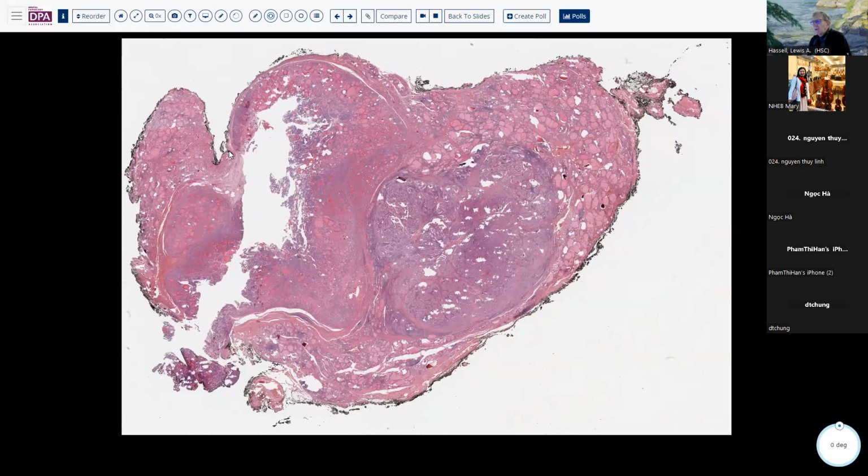Now, this is fragmented a little bit, but I think you can take my word for it that it was totally encapsulated. Again, we don't just make that diagnosis on the basis of a single section. We would want to fully examine the margins to make sure that we did not have invasion from this lesion, because if this were invasive papillary thyroid carcinoma with a follicular pattern, it would change the size and the staging potentially for this lesion.